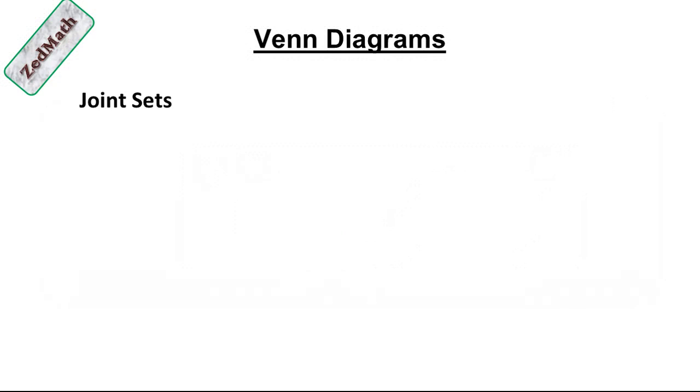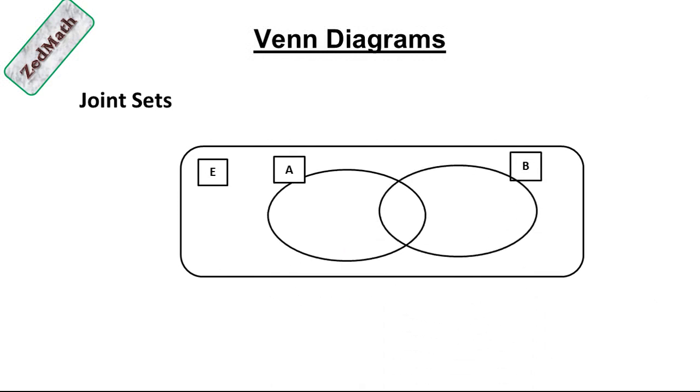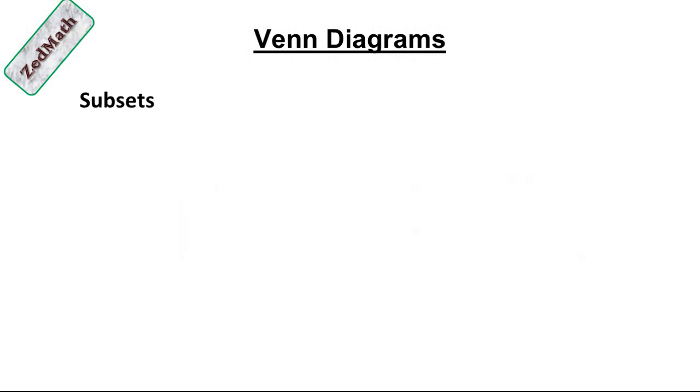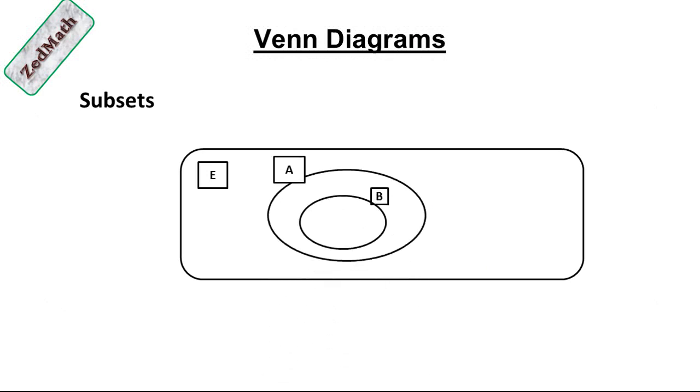The other is joint sets, usually represented by first having the universal set and two sets like so. These two have this joint section here, which is usually an intersection area, and it shows elements that belong to both of the sets. The last kind is subsets, which are usually drawn like so, having this set and another small set inside. The set that is within another set is a subset of the larger set.